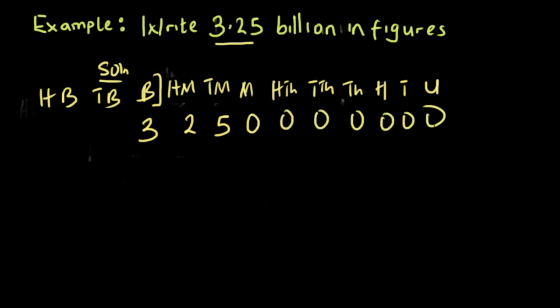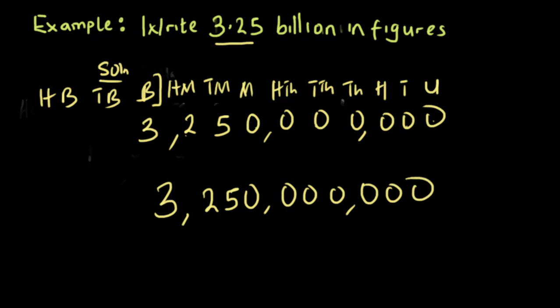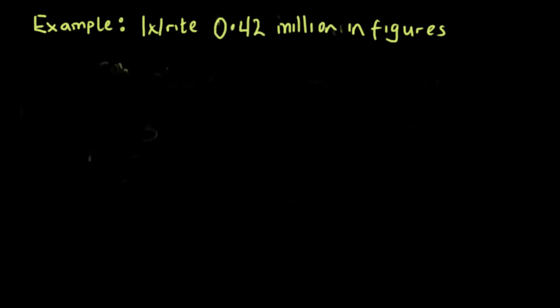Does that make sense? Group in threes, 1, 2, 3, comma, 1, 2, 3, comma, 1, 2, 3, comma. So our answer is 3,250 million. Do you understand? Is this not simple? Let's take another question. Now we have write 0.42 million in figures.